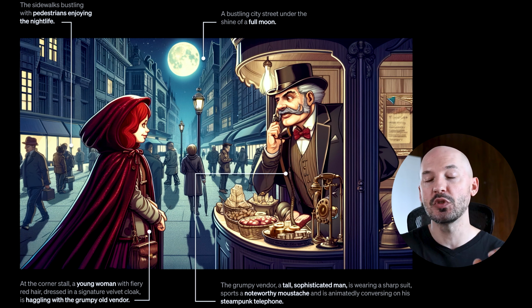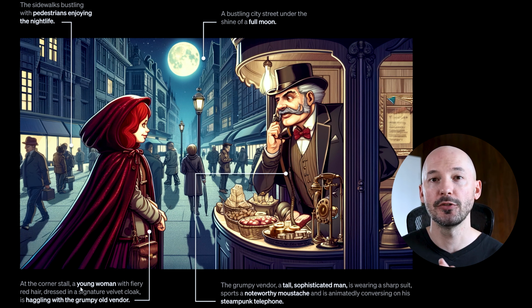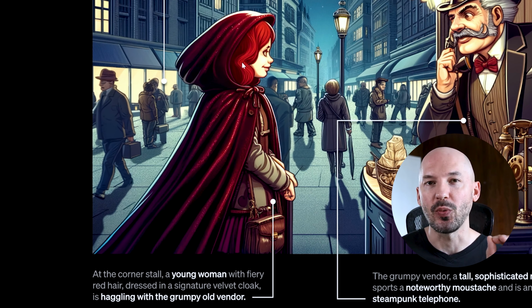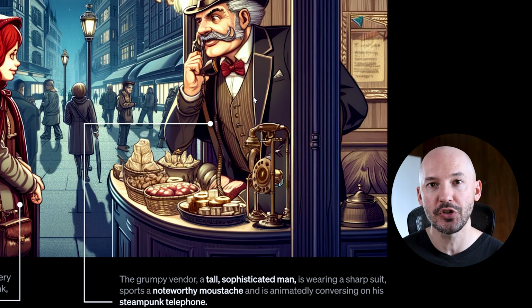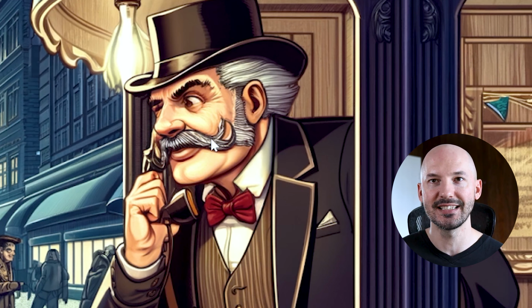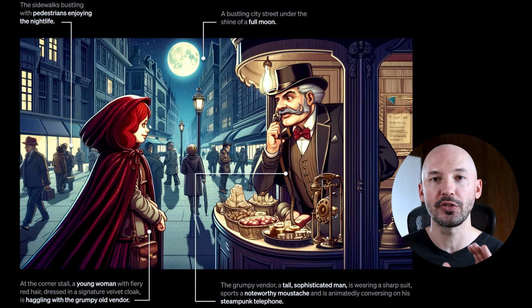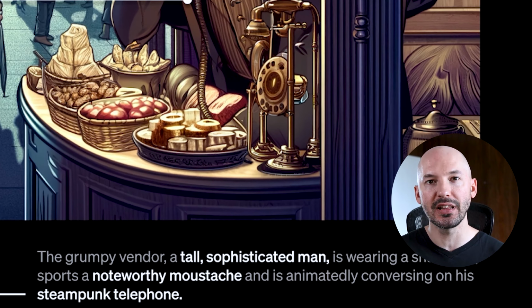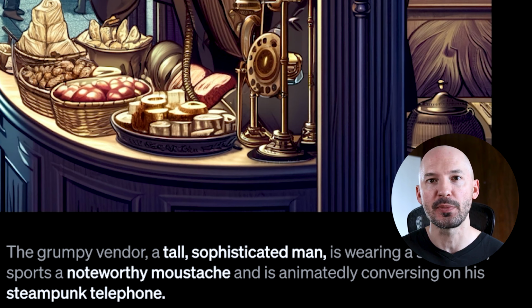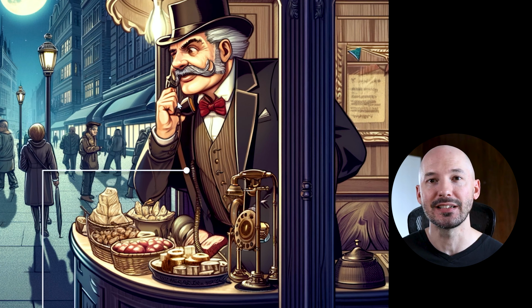This complex scene was prompted with quite a few different sentences. First, we have a mention of the young woman with the red hair, and she's haggling the grumpy old vendor, taking us to character 2, described as a tall, sophisticated man. He's got the suit, he's got the vest, he's got the bow tie, and the noteworthy mustache. Character 2 is drawn taller than character number 1. That is so important. You're even able to mention a third layer deep into the action a character's performing. In this case, conversing on a steampunk telephone. That level of detail in one prompt, well, just being honest, was quite unheard of until now.